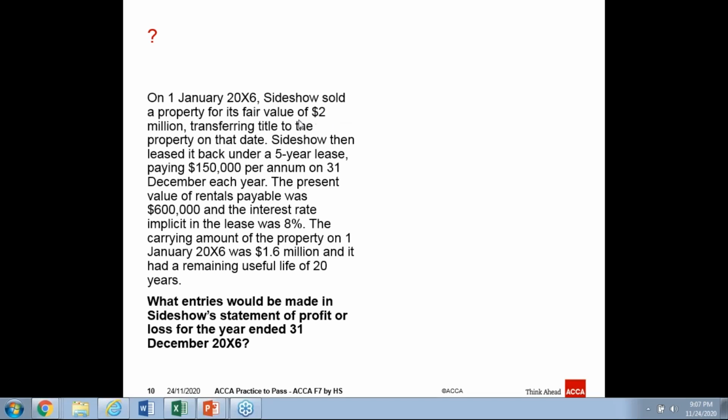Now, the question is saying on 1st January, Slideshow sold a property for its fair value of 2 million, transferring the title of the property on that date. Slideshow then leased it back under 5-year lease terms, paying 150,000 per annum on 31st December each year. The present value of the rentals payable was 600,000 and the interest rate implicit in the lease was 8%. The carrying value of the property is 1.6 million and it had a remaining life of 20 years. Okay.